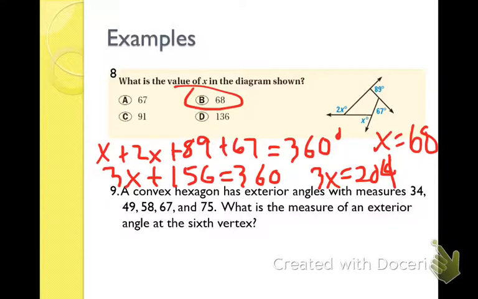Okay, so here we have a convex hexagon. It has exterior angles of 34, 49, 58, 67, 75. What is the measure of the sixth vertex? How would we find the sixth vertex? What would I do? Carly, how would I find the sixth vertex?